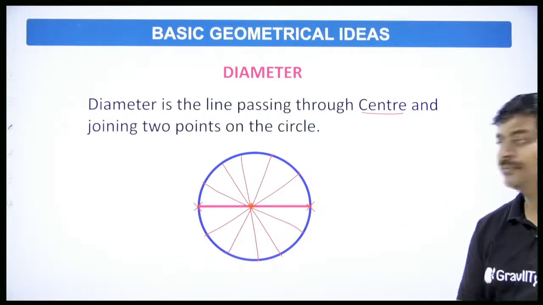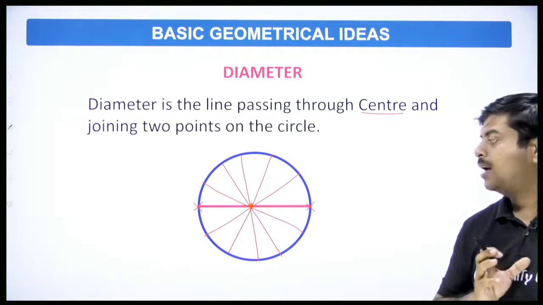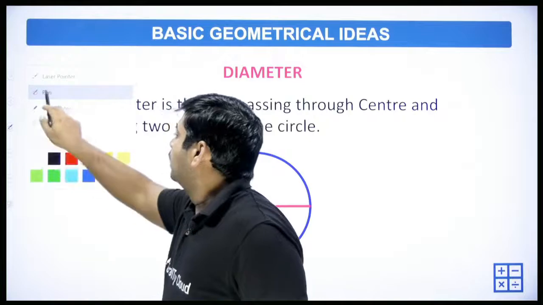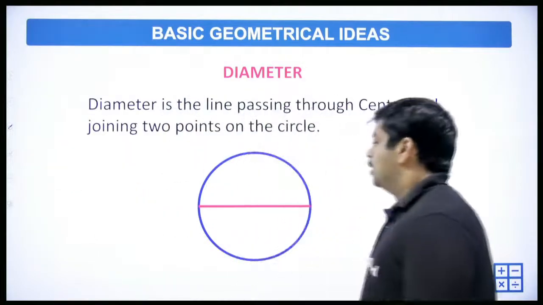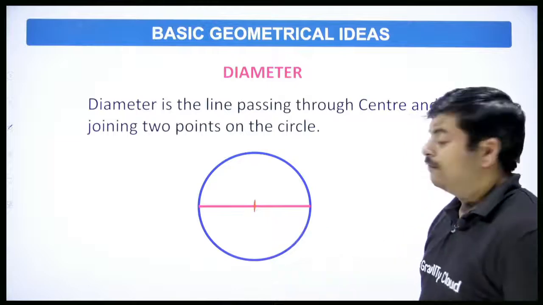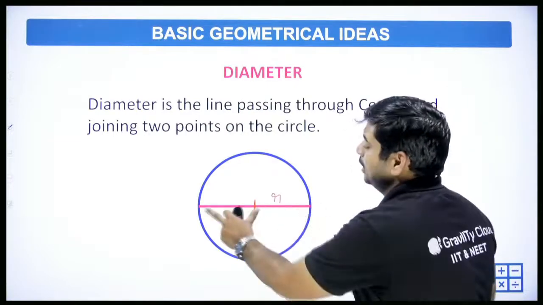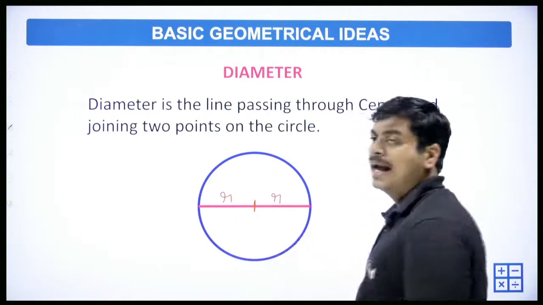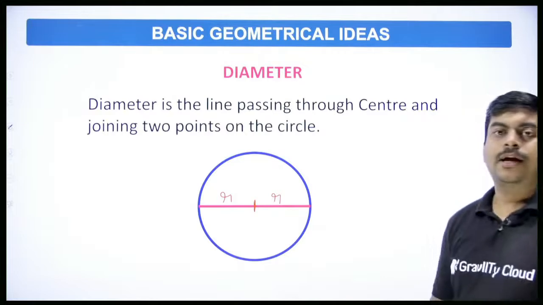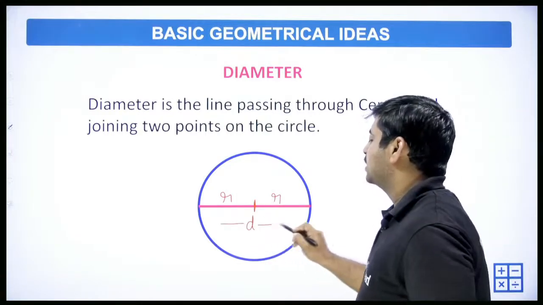Is there any relation between diameter and radius? Let me erase this. Let me tell you about radius here. If you observe, this is the center. This distance is the radius, and even this distance is the radius. The line from one point to the center is the radius. And this complete thing is the diameter. Let's write it as d.